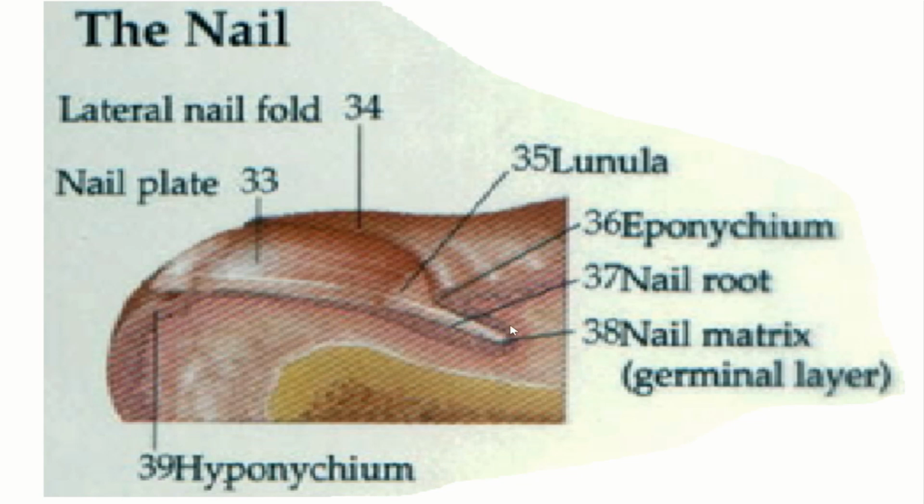And then just like with the hair, where we saw the hair bulb, you have the nail matrix here. And then the hyponychium is the skin underneath the nail.